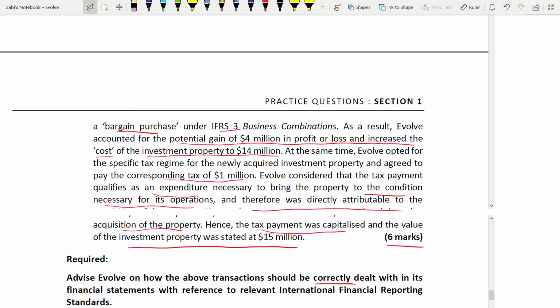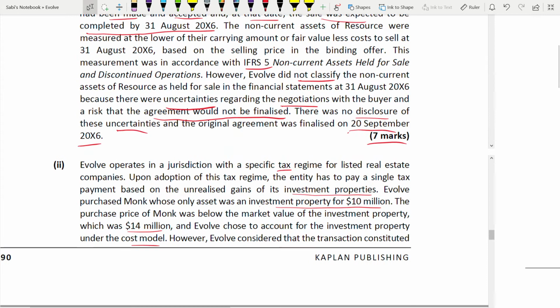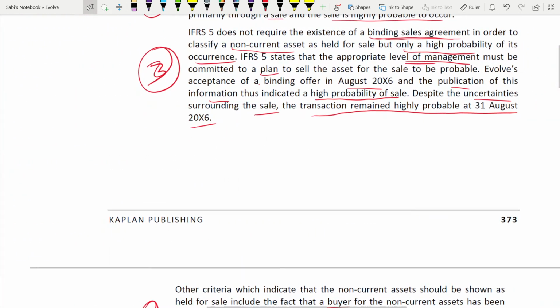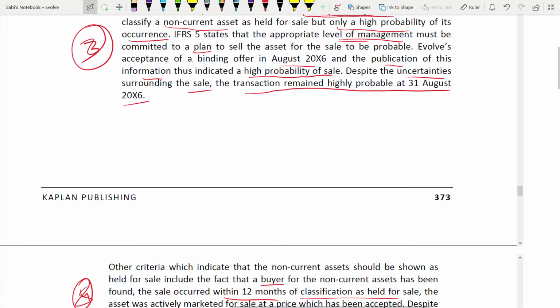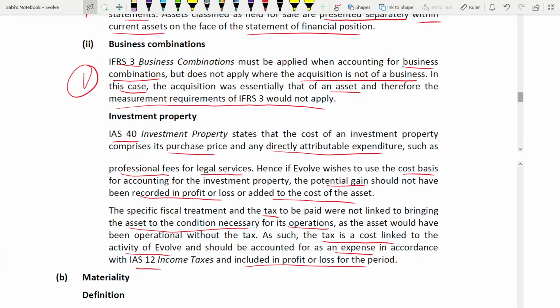For example, IFRS 3. It is not a business combination, so you cannot apply it. It's an asset. So 2 marks for saying it's an asset, 2 marks for telling that it's not a business combination, and another 2 marks for the investment property costs that can be capitalized. That's how you're going to get the 6 marks.